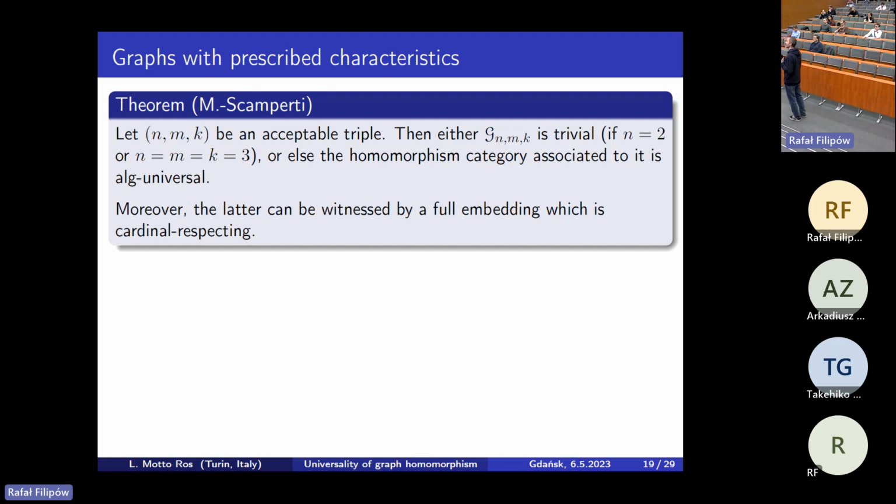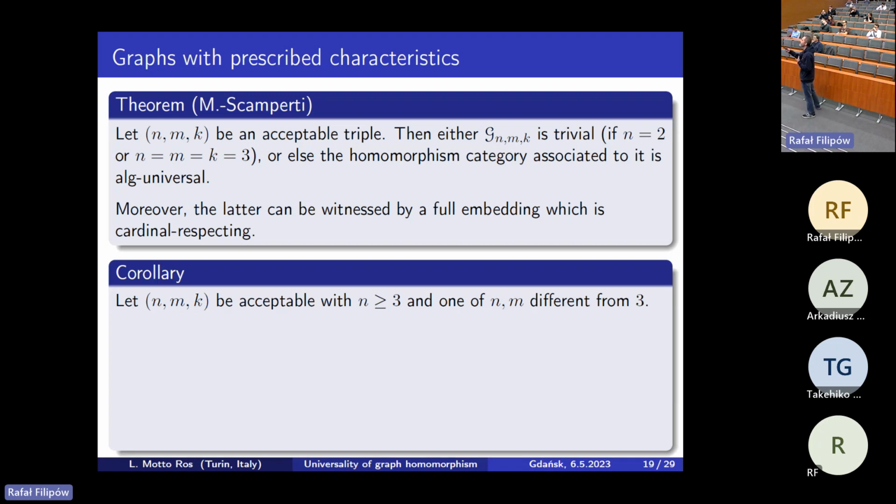And moreover, this is a striking difference from the original construction in category theory. The full embedding witnesses this is cardinal respecting. It's not cardinal preserving because of the finite things, but the point is that if you start with finite things, you get finite graphs of different size, maybe. If you start with things which are infinite, you get things which are infinite with the same size. So for finite things, you just respect finiteness, and for infinite things, you respect cardinality.